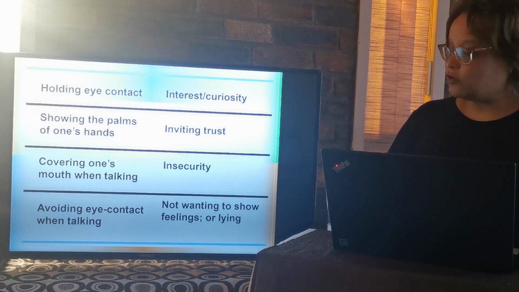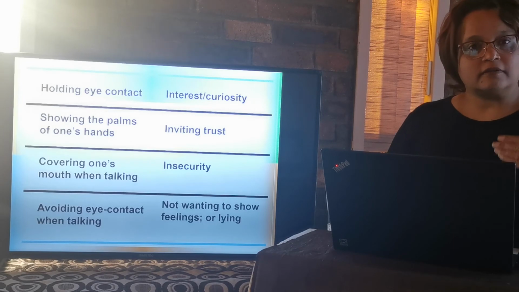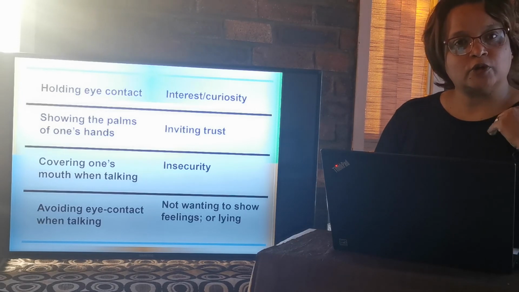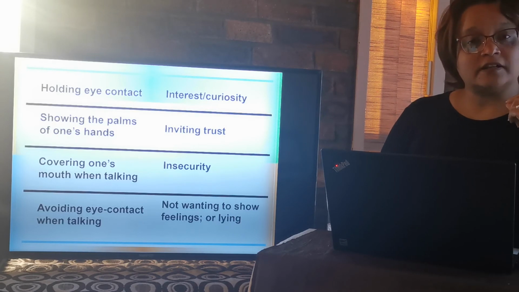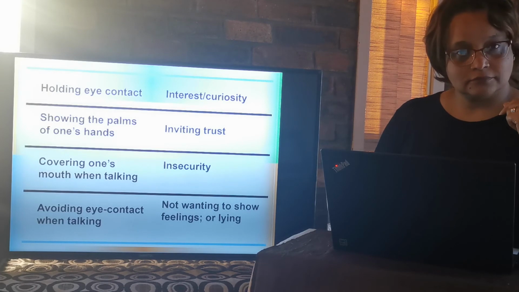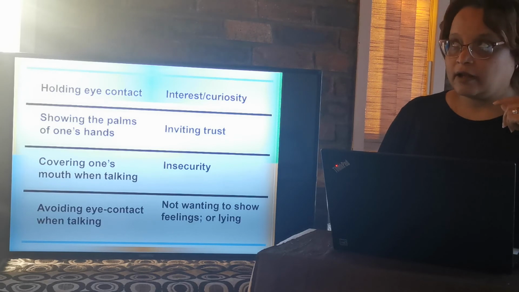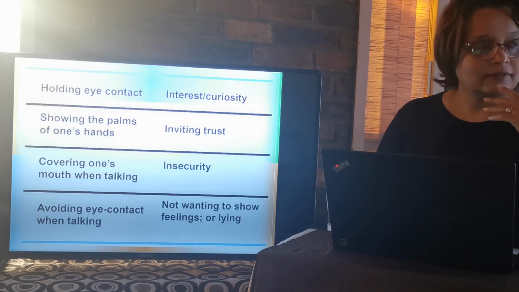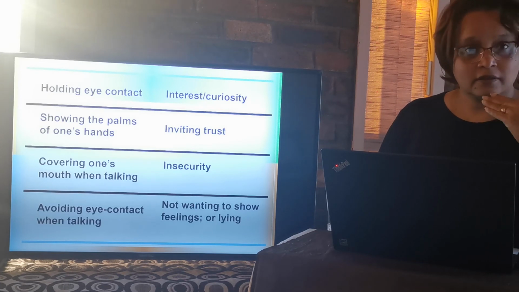They say holding eye contact shows interest and curiosity. You're in an interview scenario and you need to keep eye contact. Isn't that so? When you tell somebody that you love them, you keep eye contact. Can you imagine you telling somebody that you love them and you're looking away? That poor girl, gentleman, or ladies, you'll be so confused.